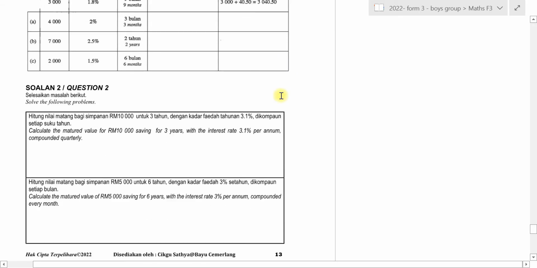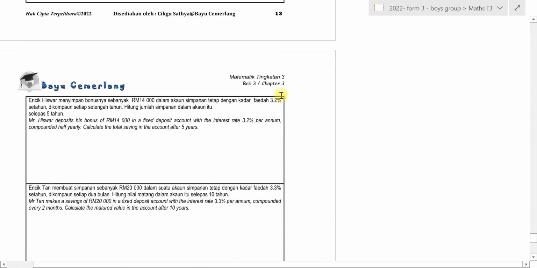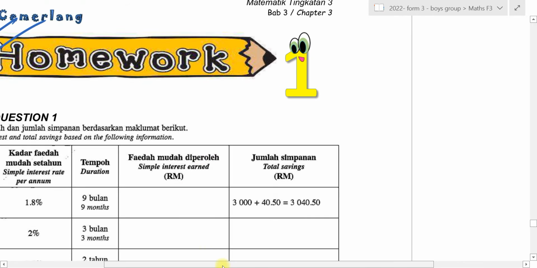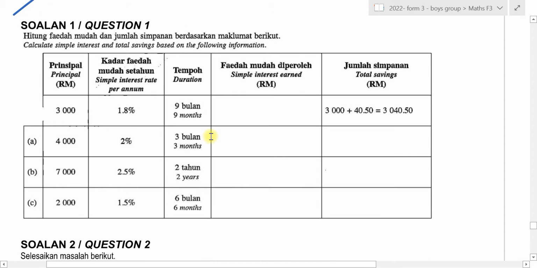Let's start off with our homework first. I do give you question one as your homework. Okay. Let's discuss the answer. Calculate the simple interest rate and the total saving based on the following information.